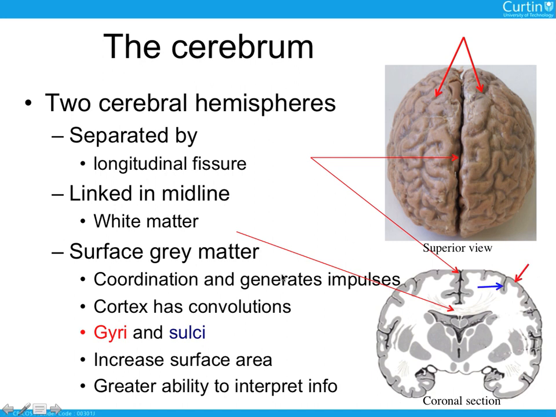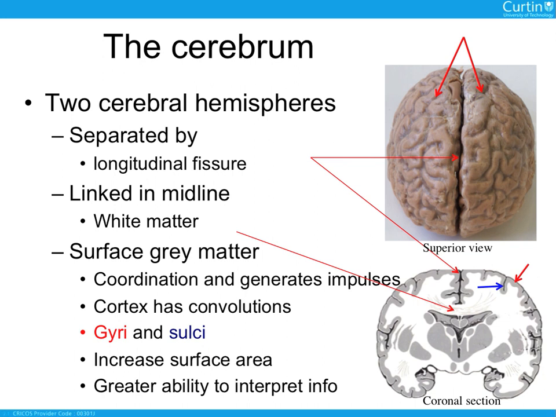And the cortex has convolutions, and you can see it just here. Now, you might be wondering, why do we have convolutions? Well, the convolutions are there to increase surface area. The more surface area of cerebral cortex we have, the greater number of cell bodies can be placed within that cerebral cortex. Generally, if you're looking at evolutionary biology and comparative neuroanatomy, the number of convolutions that you can see here is proportional to the intelligence of that particular animal, that particular species.